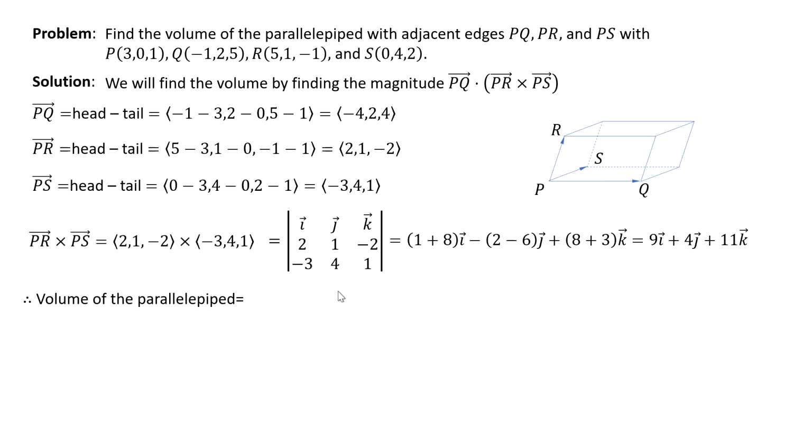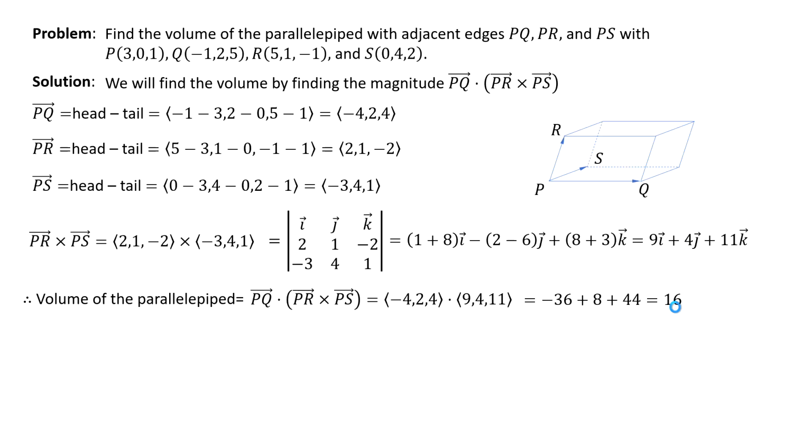And then PQ dotted with that, right? So the dot product, negative 4 times 9 plus 2 times 4 plus 4 times 11, all that stuff, turns out to be 16. So 16 cubic units would be the volume of this parallelepiped. Who cares? No, we all care. We all should care.